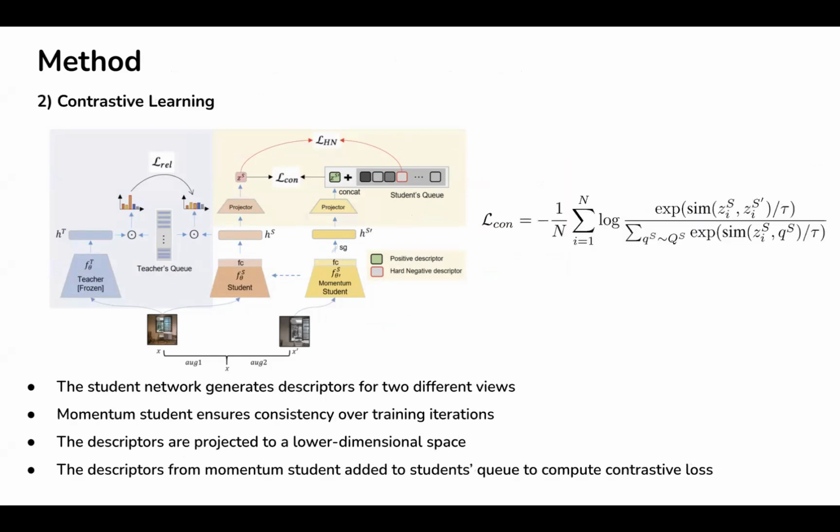Next is the contrastive loss. The student network generates descriptors for two augmented views. Descriptors are projected to a lower dimensional space for contrastive learning. Finally, the descriptors from the momentum student are stored in the student's queue, which is used to compute the contrastive loss efficiently.